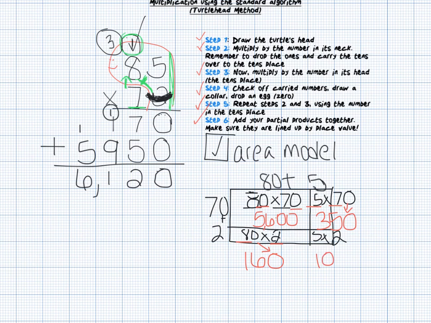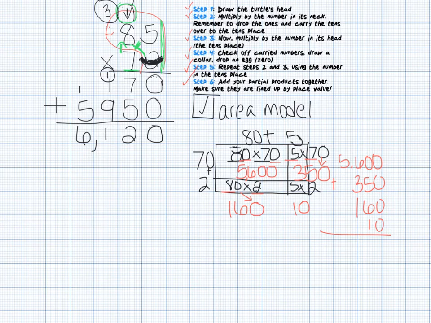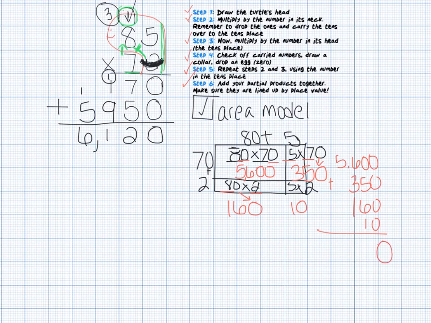When we do area model, we add up all those partial products. So we're going to do 5,600 plus 350 plus 160 plus 10. And let's see if we have the correct answer. 7 plus 3 is 10, plus 1 is 11, and 5 plus 1 is 6. All right, looks like we have 6,120 and 6,120.